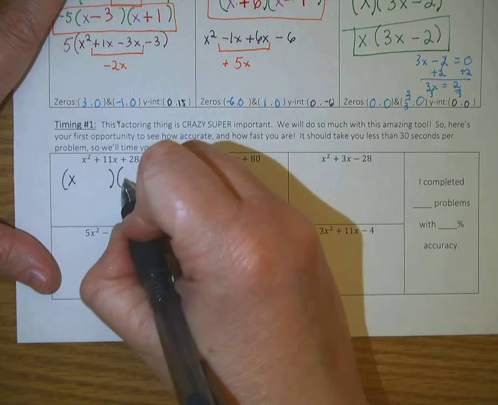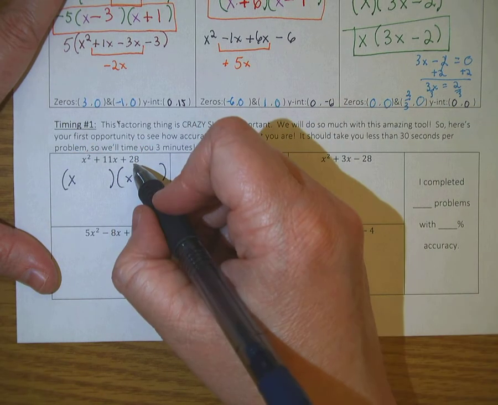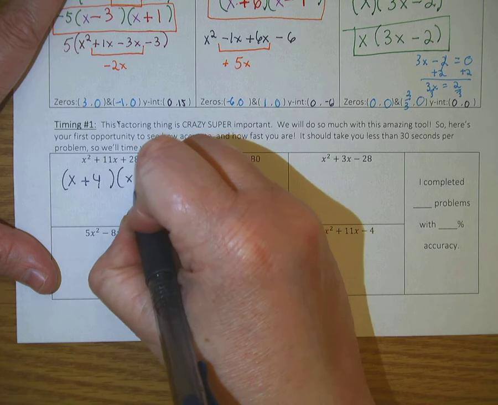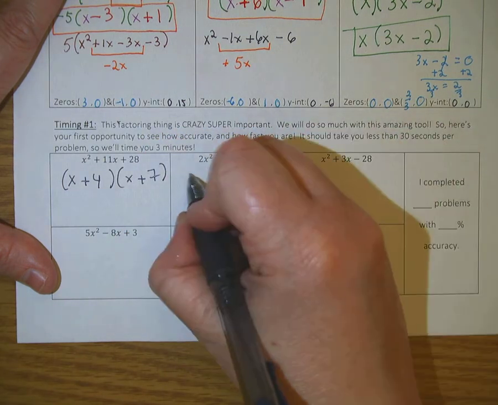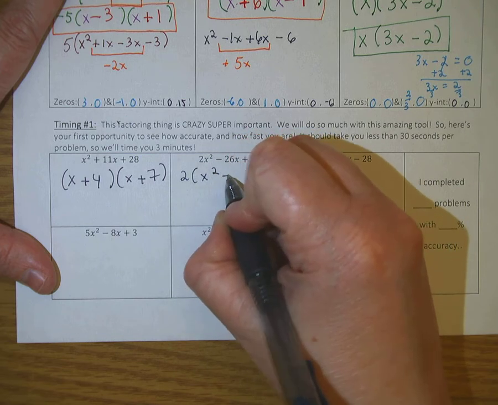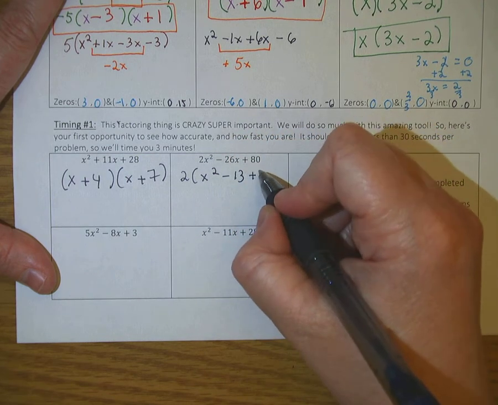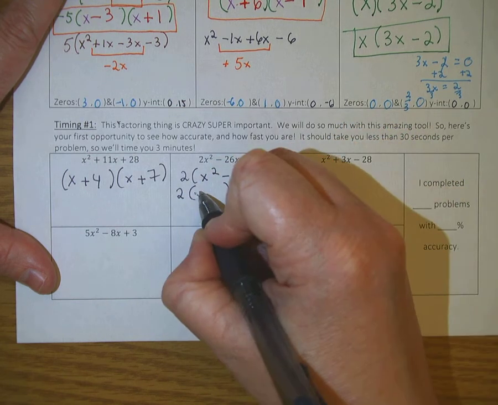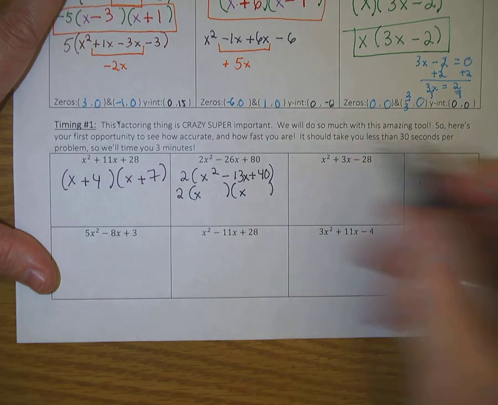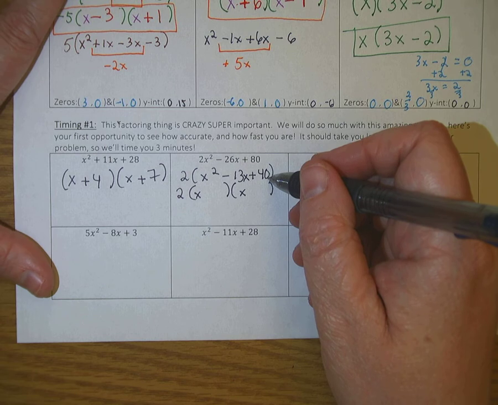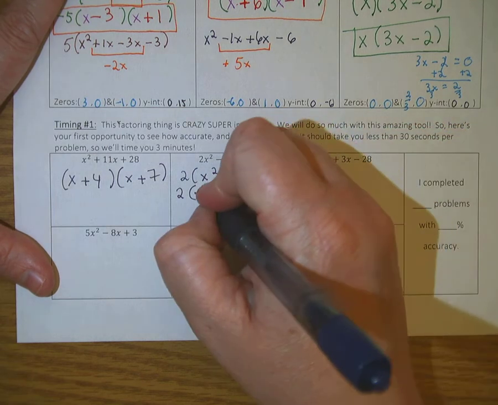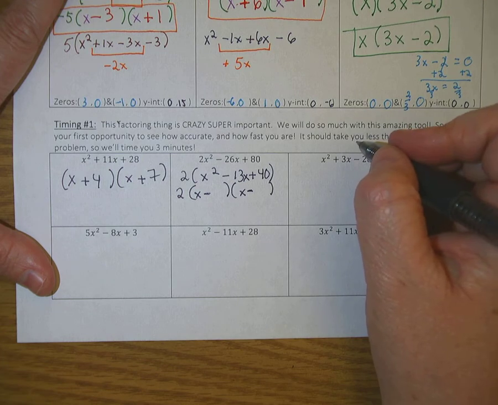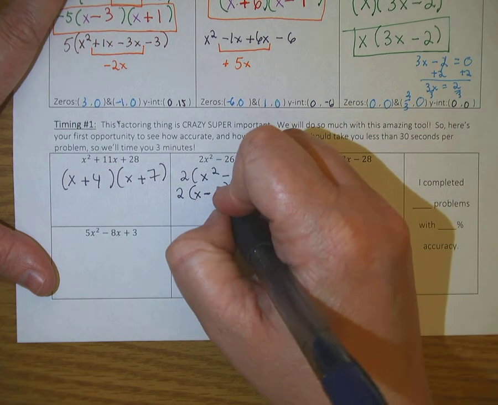We get x squared. I need to get a 28, and it's an 11. So 28 would be a plus 4 plus 7. Okay? This one I can factor out a 2 and get x squared minus 13x plus 40. So 2's out in front. Break it apart again. X and an x. I need to get 40 when it multiplies, but add to get a negative. So these are going to be negative numbers. And 5 times 8 is 40, and when I add it together it's 13. So a 5 and an 8.